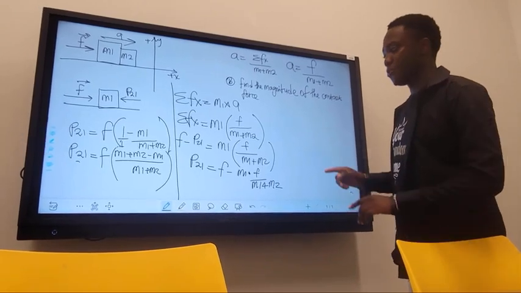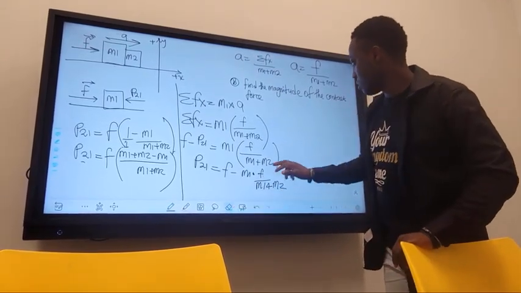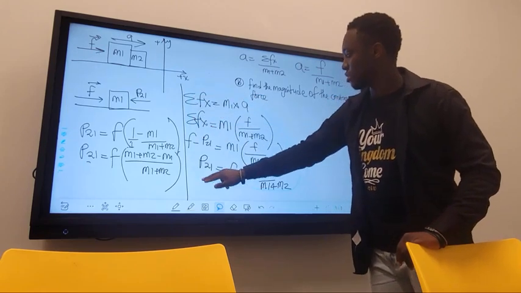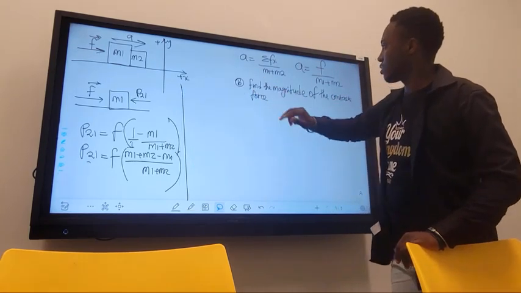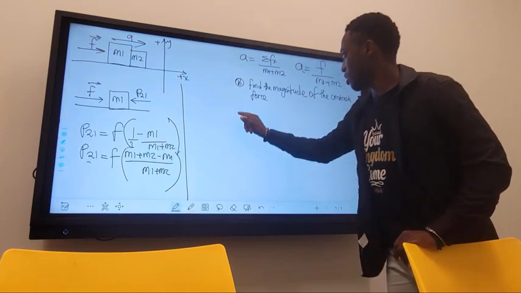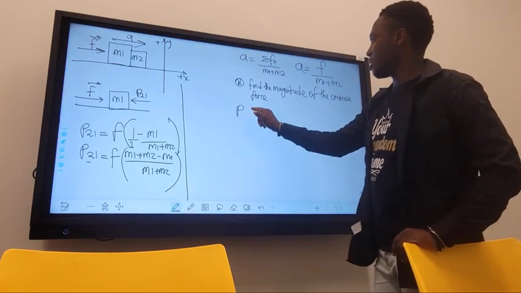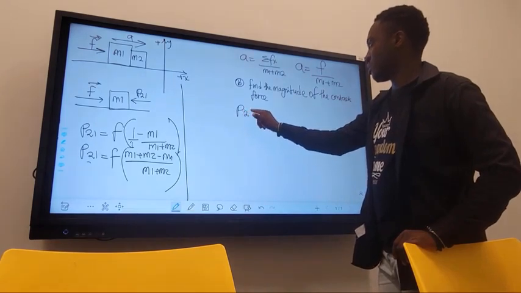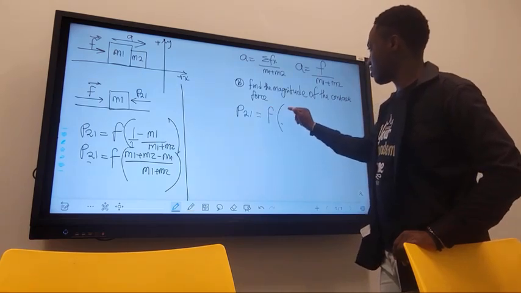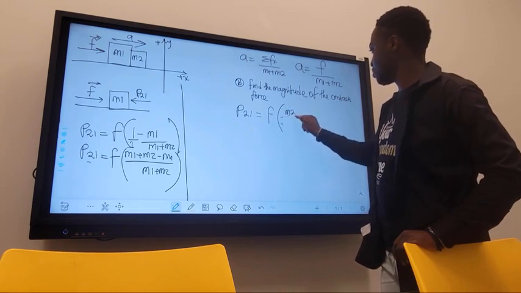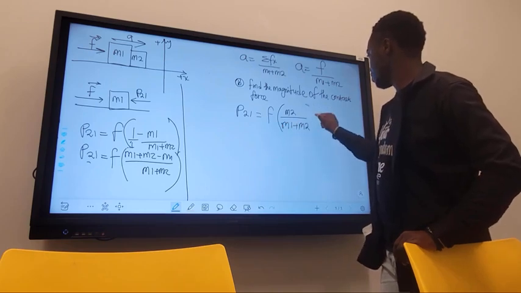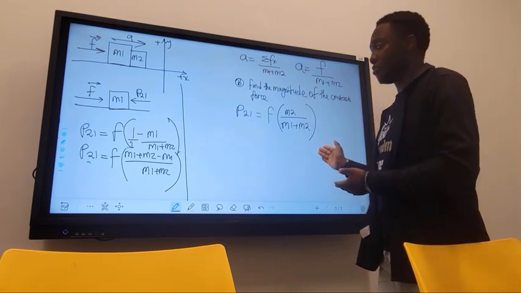So to rewrite our equation better, I'm just going to remove all this and say our contact force, which is P21, is equal to the force times m2 over m1 plus m2. Hopefully you've been able to follow up to this point.